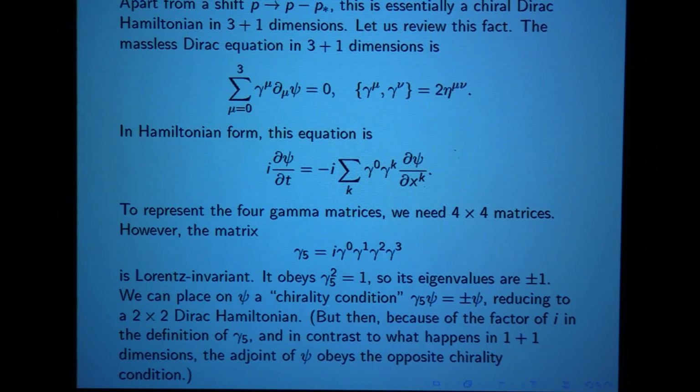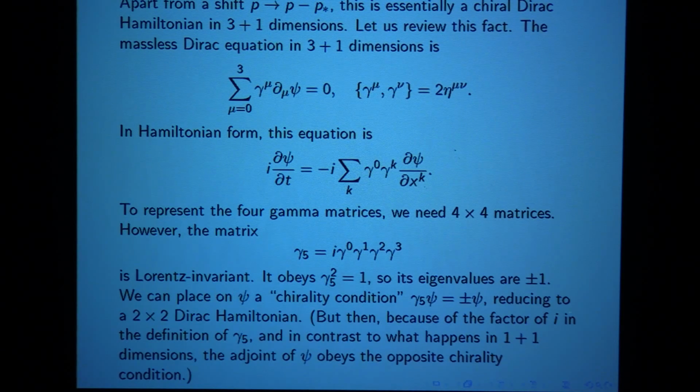We can place on psi a chirality condition that gamma 5 psi is plus or minus psi. And then psi would only have 2 components instead of 4. This condition, first of all, is Lorentz invariant. And secondly, it's compatible with the Dirac equation because gamma 5 commutes with this operator here. So it makes sense to write a 2 by 2 Dirac Hamiltonian for an electron that's supposed to have only 2 components, provided it's massless. I'll explain in a moment why the electron has to be massless.